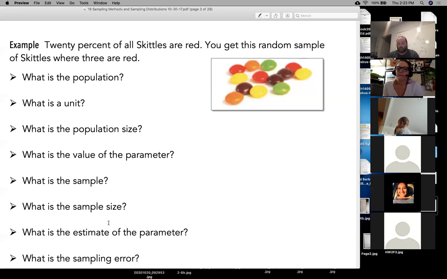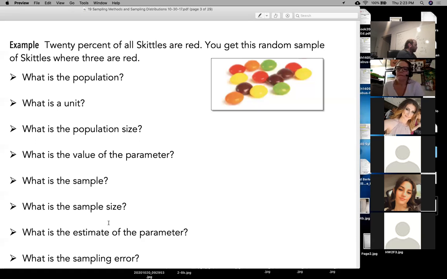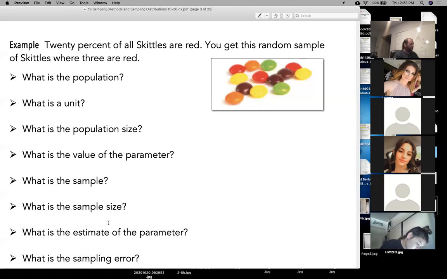But what is the value of the parameter that we're looking for? 20%. The proportion of red Skittles is 20%. They gave me that. Usually you will not be given the parameter.